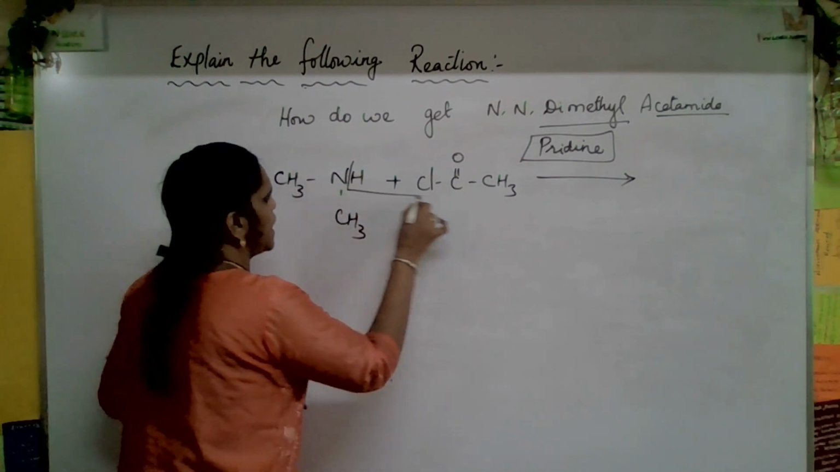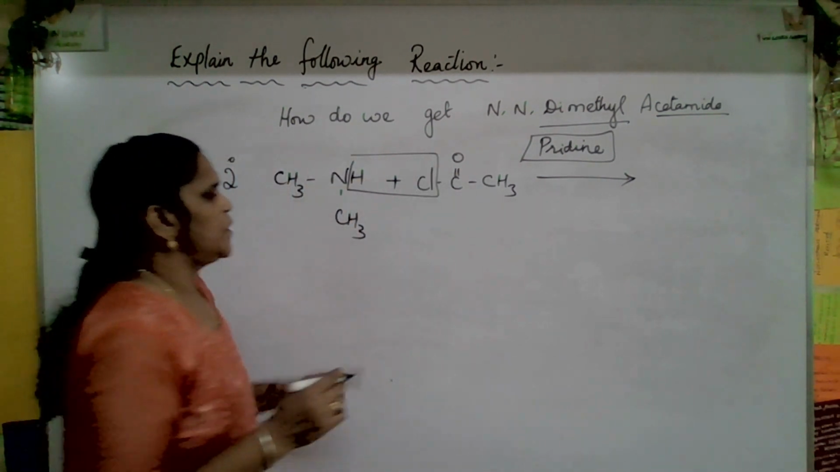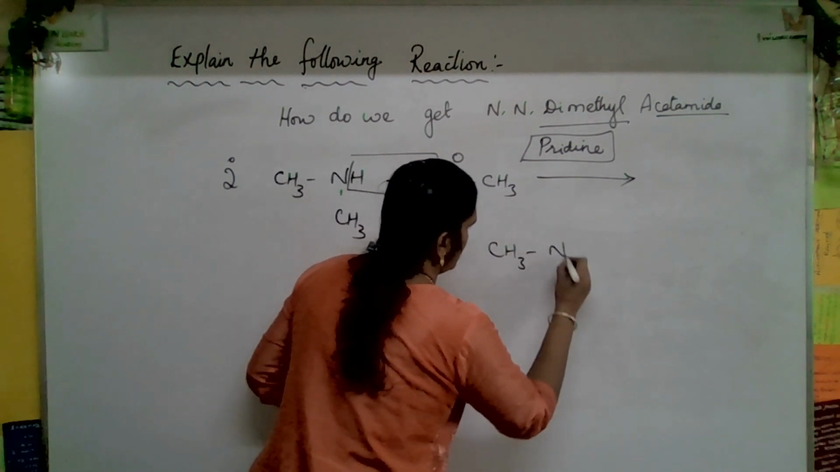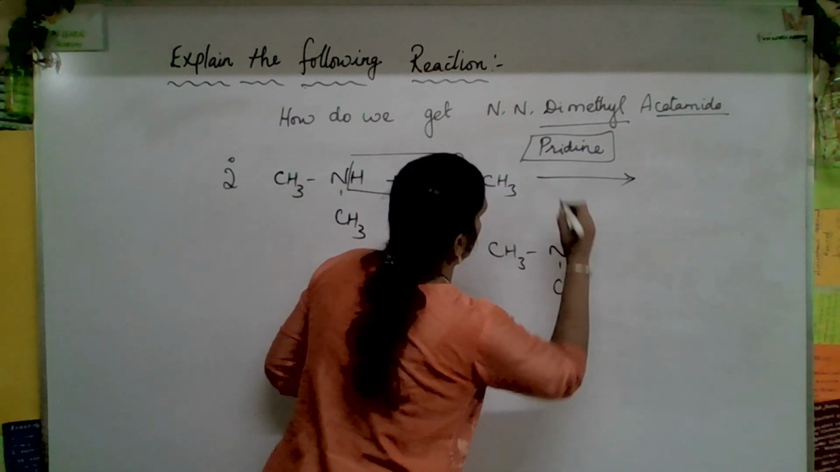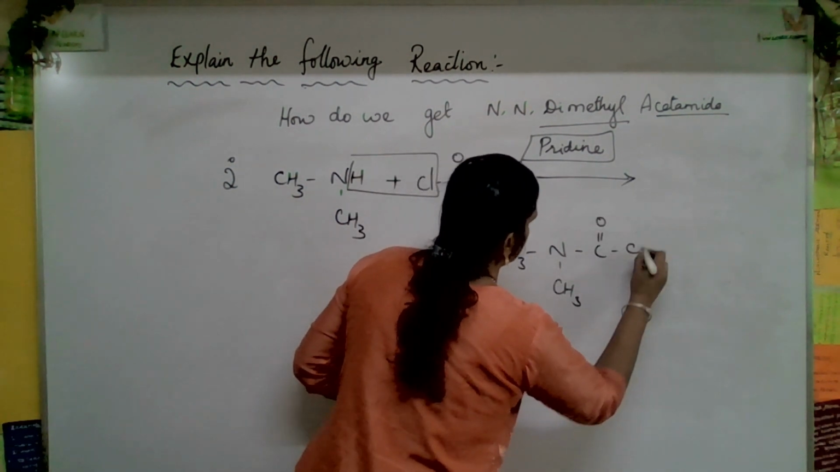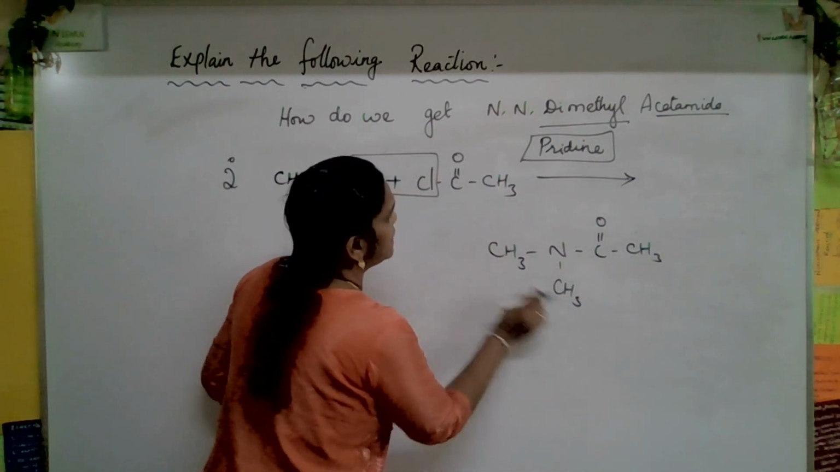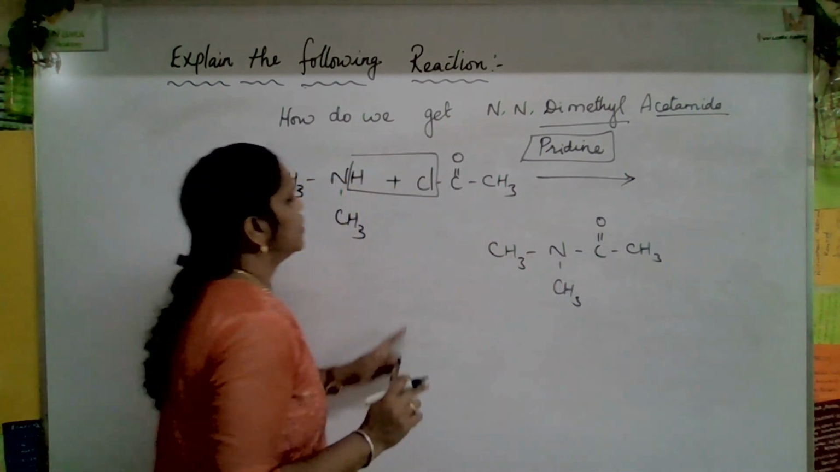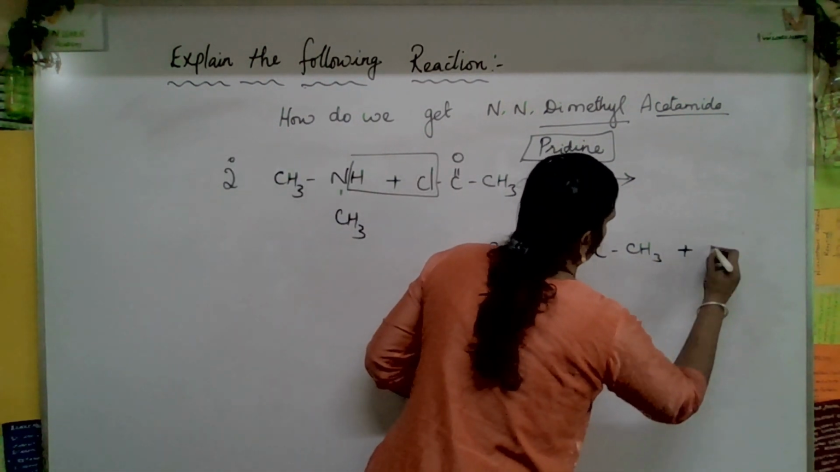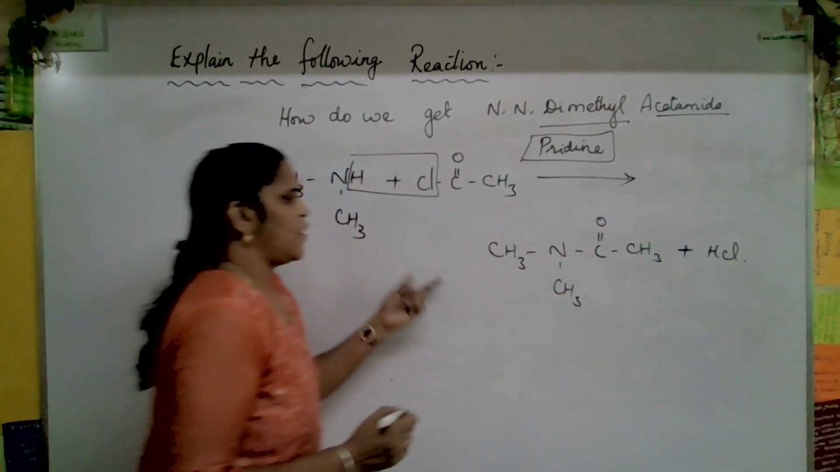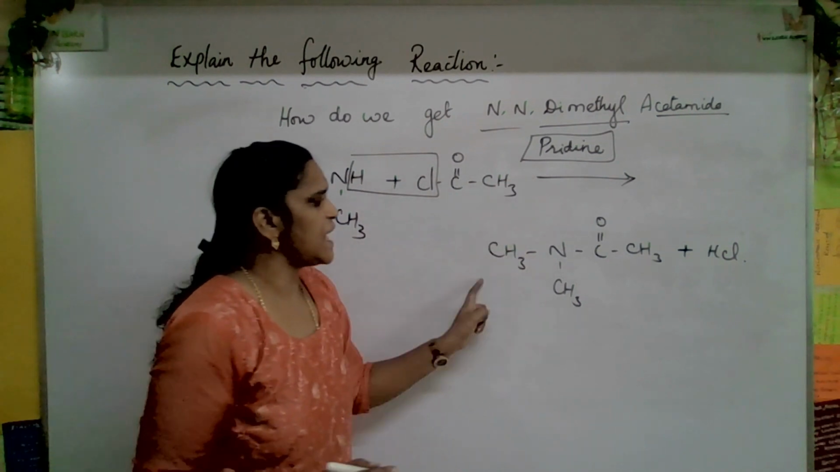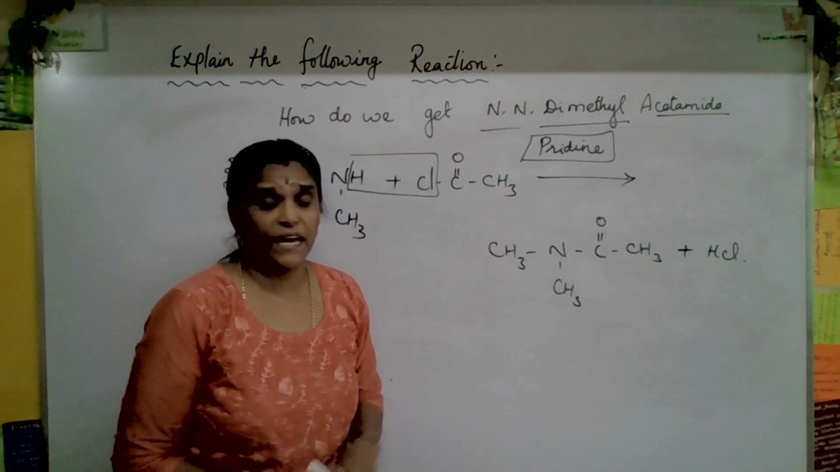Now what happened? This hydrogen combines with this Cl, and you will get HCl. So then what will you get? CH3, N, and here CH3, and here C double bond O, CH3. So N,N-dimethyl acetamide. This hydrogen has been removed by Cl, so you get HCl. Hope you're clear. So what is the name of it? This is the answer: N,N-dimethyl acetamide. Hope you're clear with this.